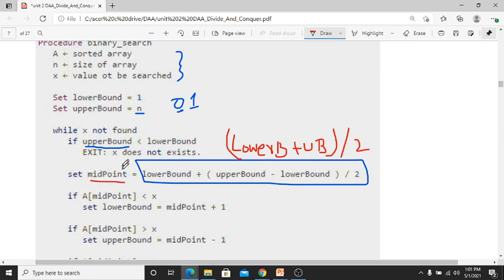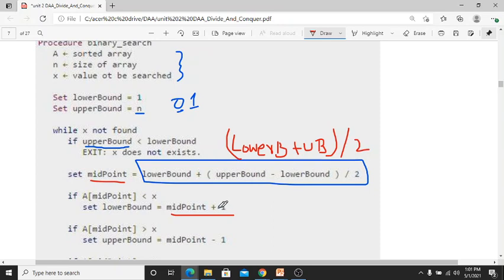Then we need to check this mid value: if A of midpoint is less than x. What is x? The value we are looking for. If it is less, then set lower bound equal to midpoint plus 1. So our lower bound value will change to midpoint plus 1.